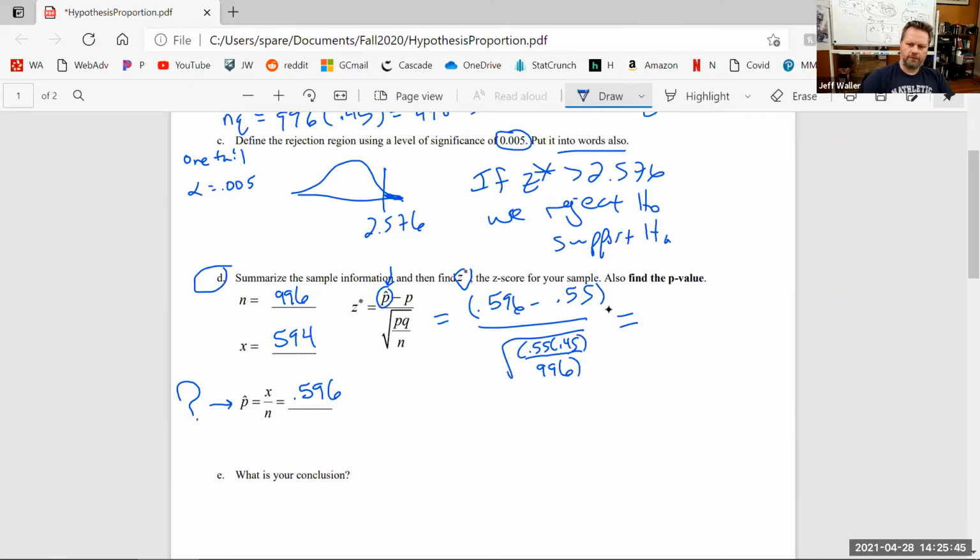I'll give you the first number so you know you might be on the right track. It should be 2 point something. 2.918. 2.92. I like it.